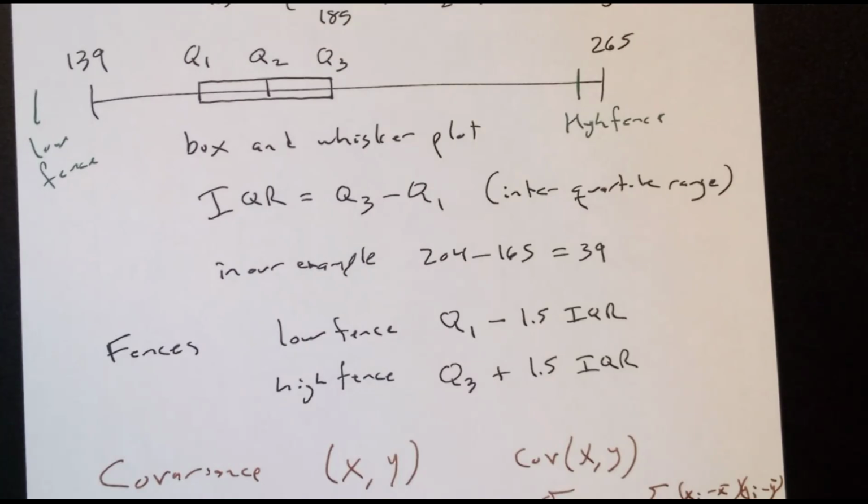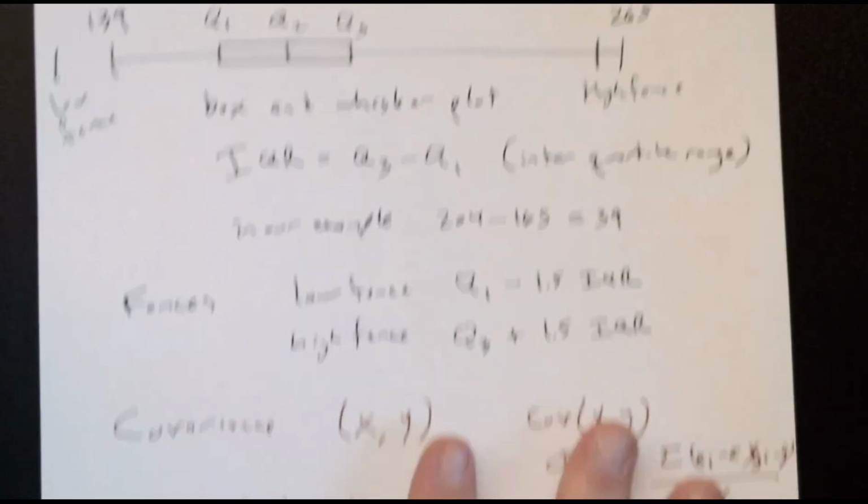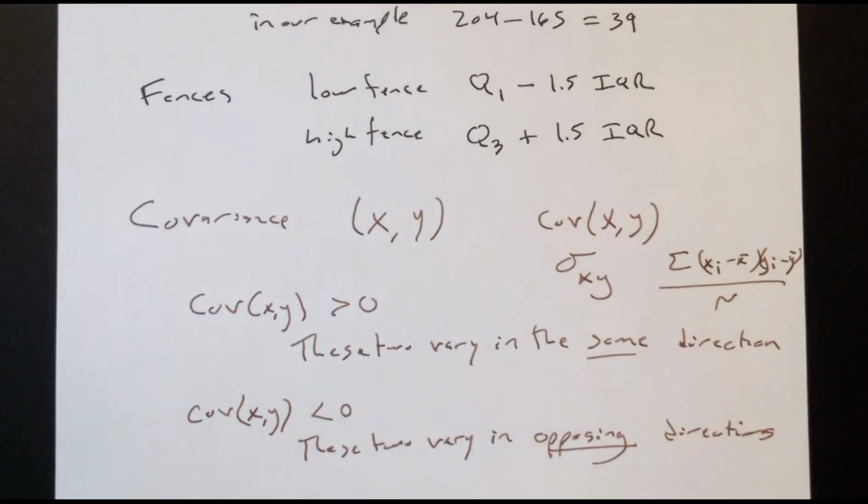So it is possible to have a nonlinear relationship in my data and still get a correlation coefficient out of Excel that doesn't actually reflect that nonlinear relationship.